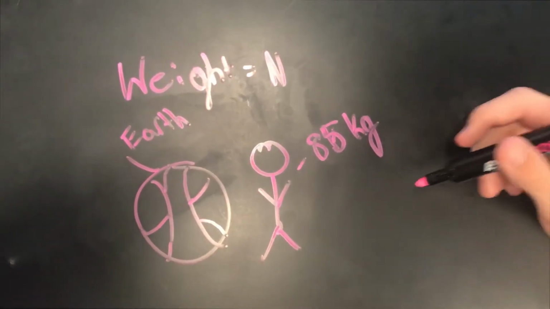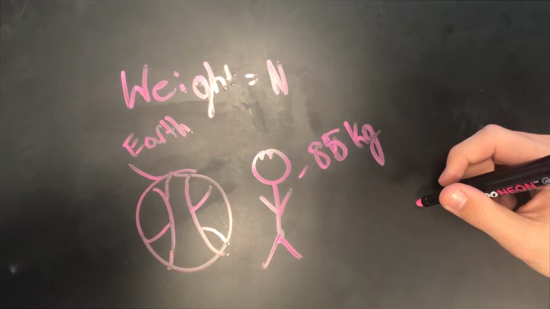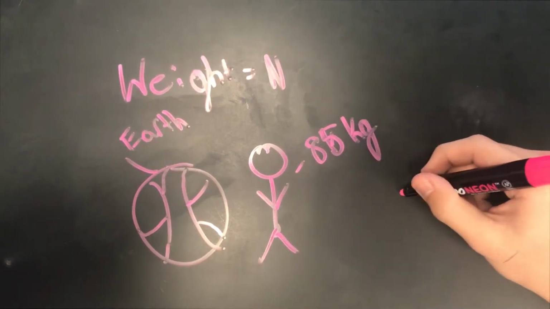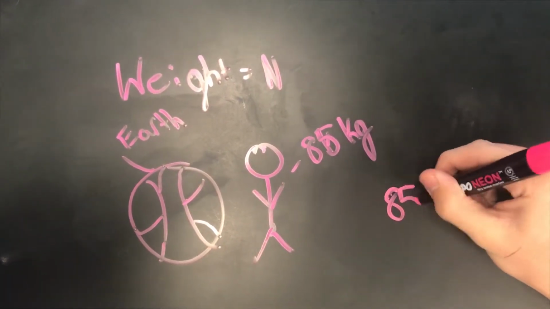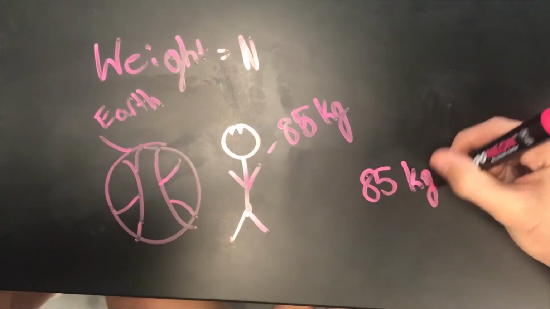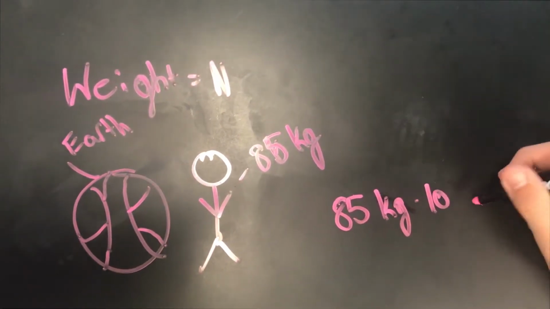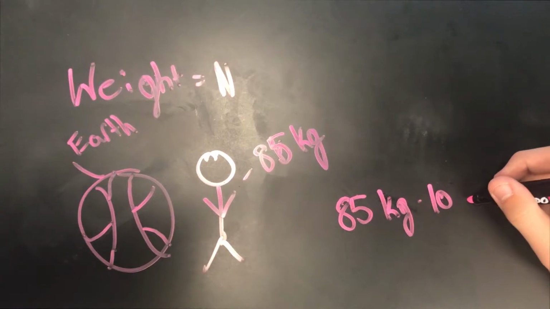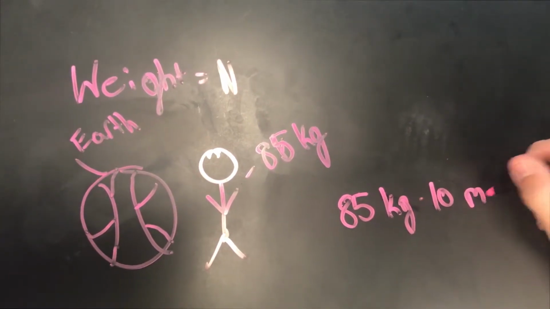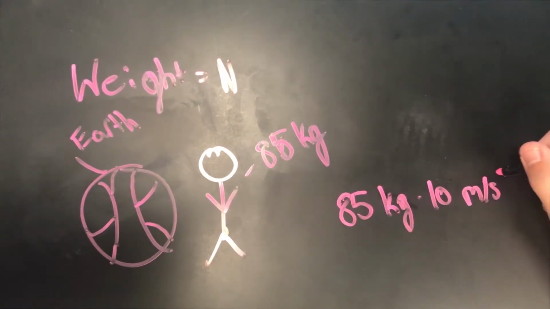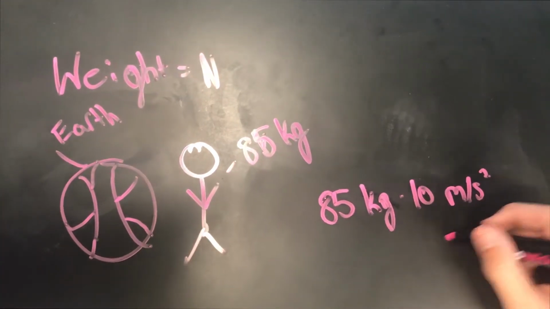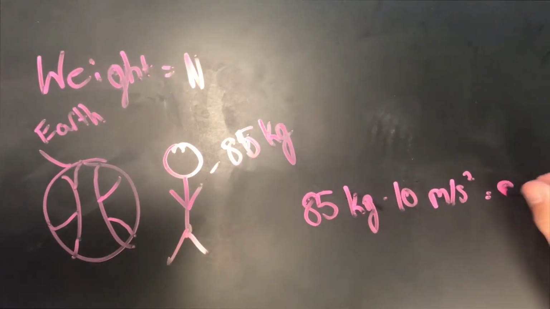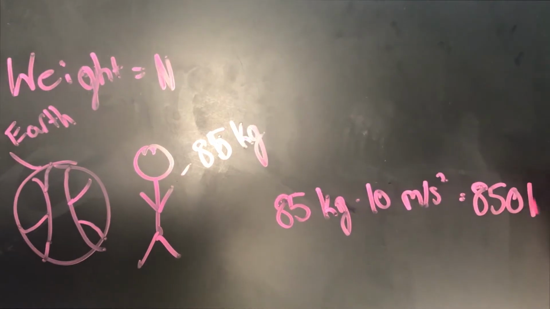Now, if the astronaut goes to Earth, you would find his weight by multiplying 85 kilograms times 10, because 10 is the gravitational acceleration, so it would be meters per second squared, which gives you 850 newtons.